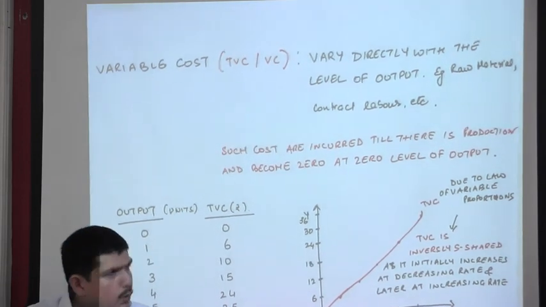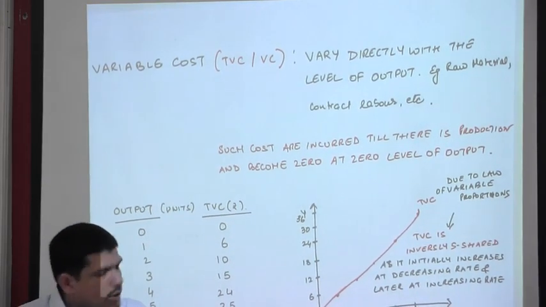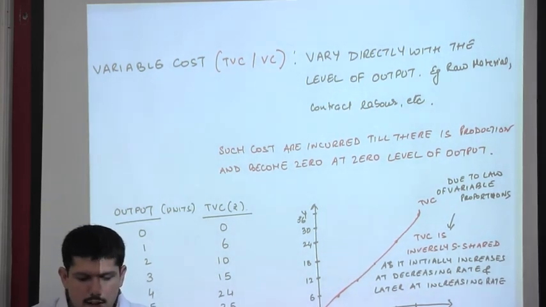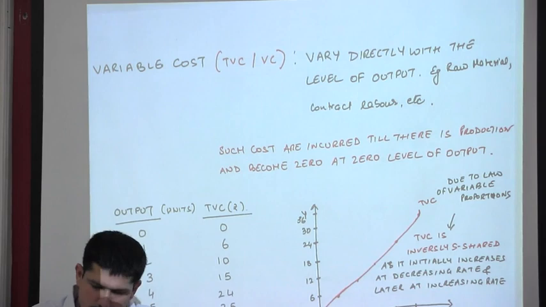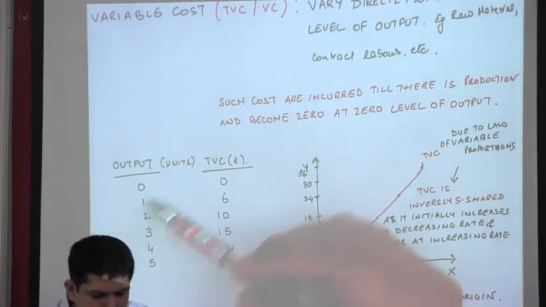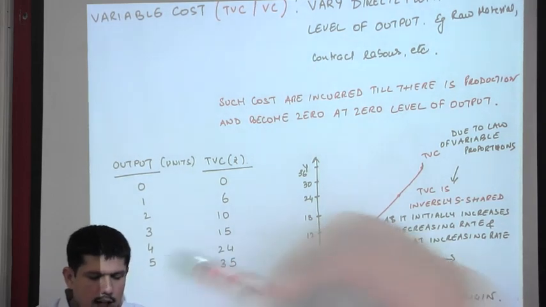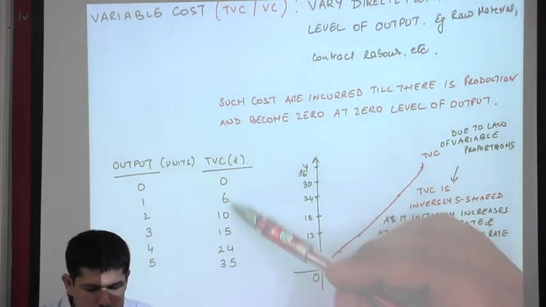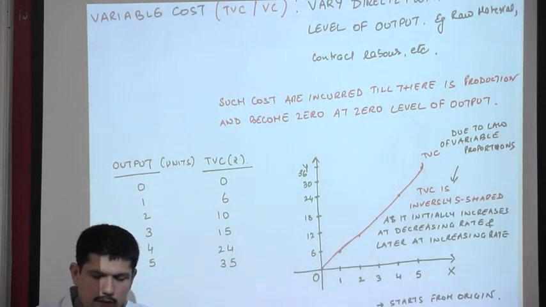So what it says is that such costs are incurred till there is production and become zero at zero level of output. So let us see it with the help of a diagram, where output increased from 0 to 5 and total variable cost increased from 0 to 6, 10, 15, 24, 35, right?